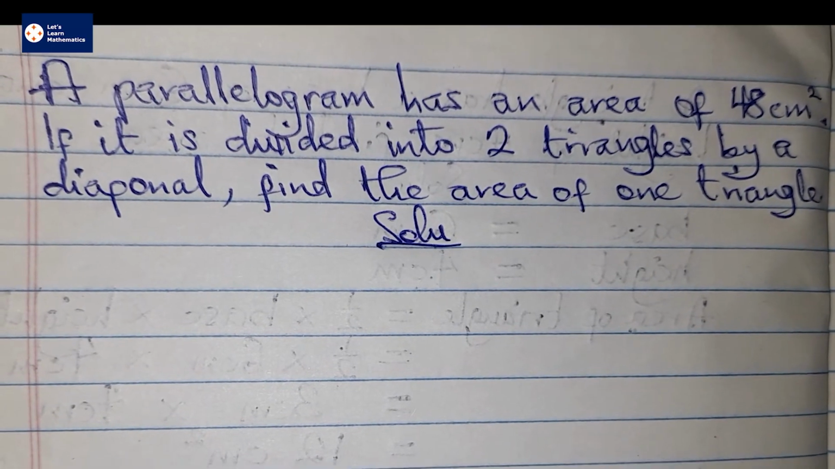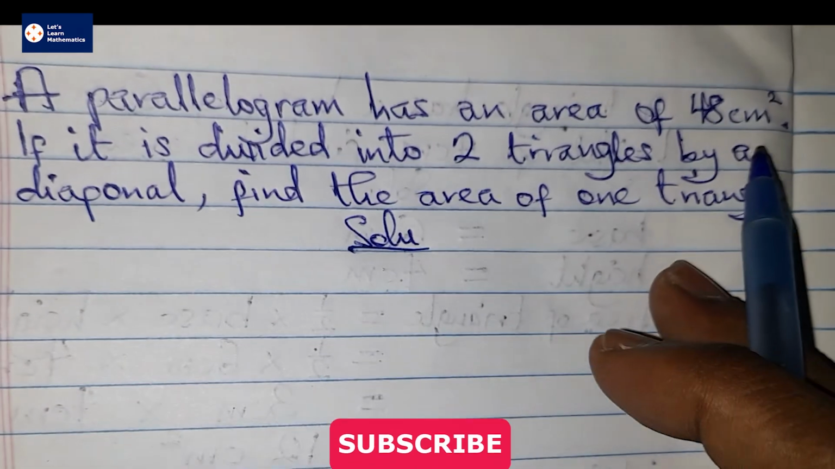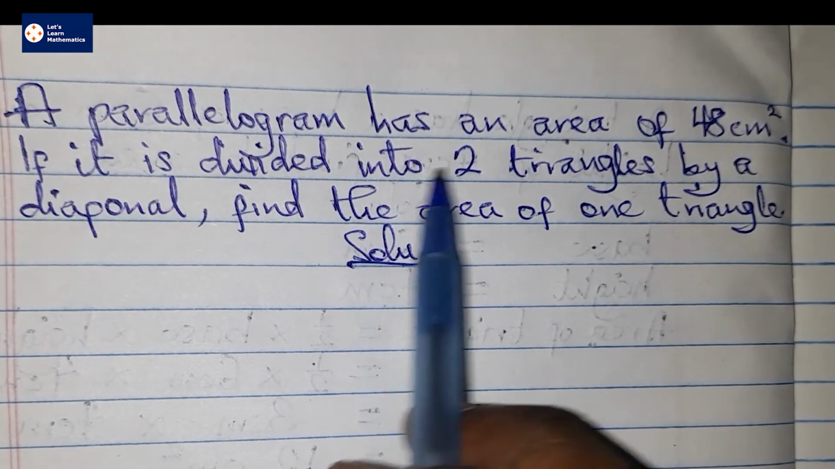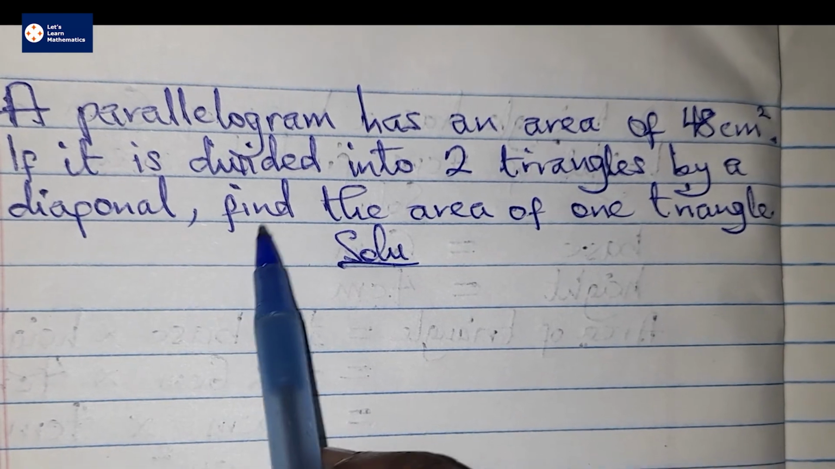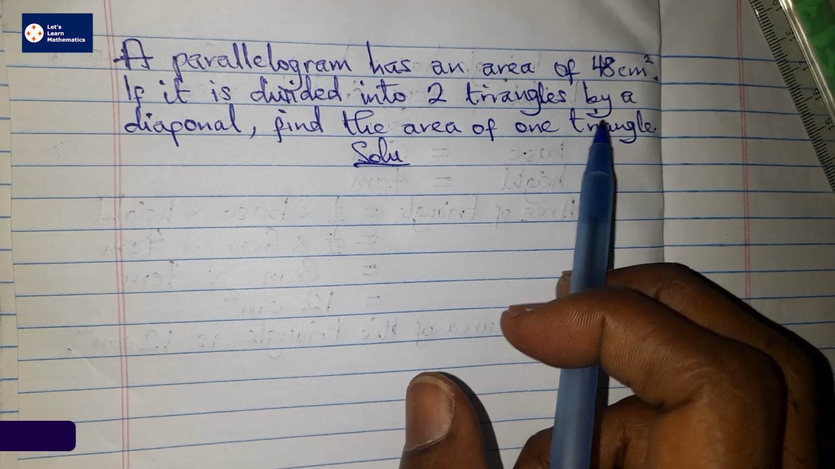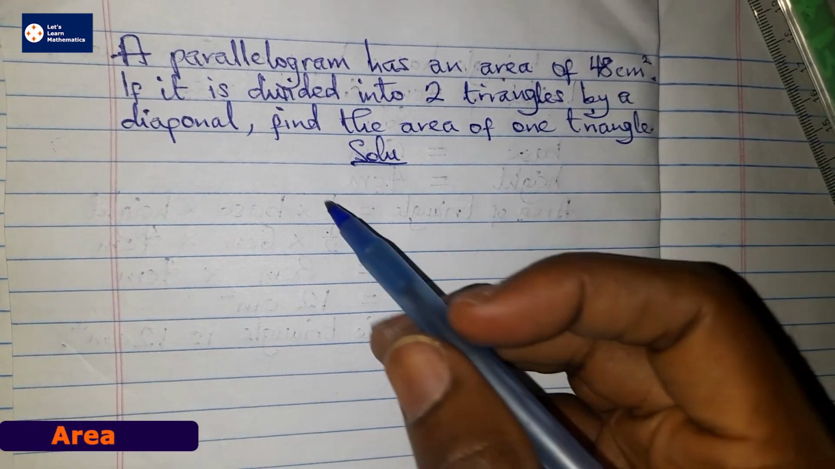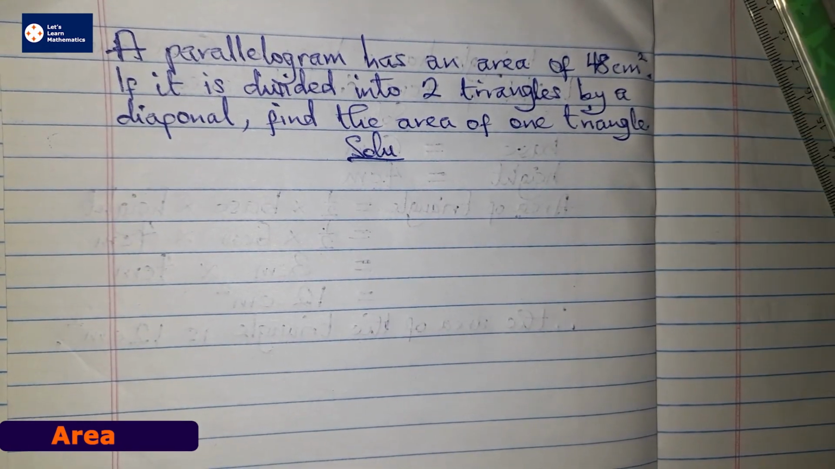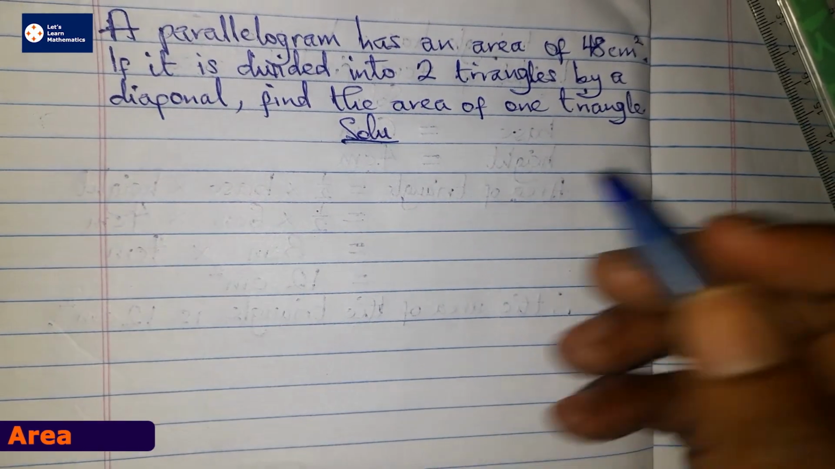Okay, so this question says that a parallelogram has an area of 48 centimeters squared. If it is divided into two triangles by a diagonal, find the area of one triangle. Alright, so we can see from this question that there is a parallelogram. It can be a square, a rhombus, a rectangle, and there are others.